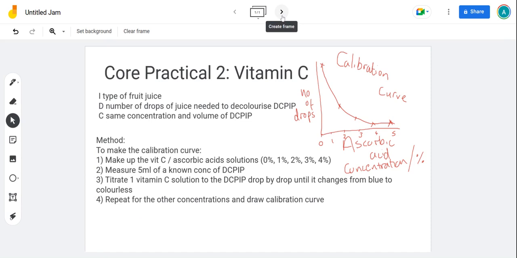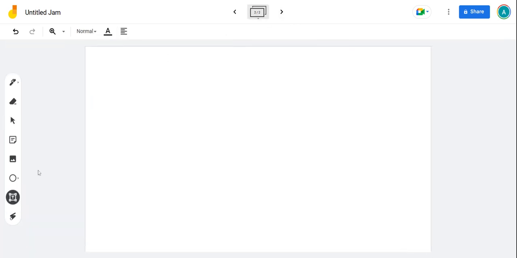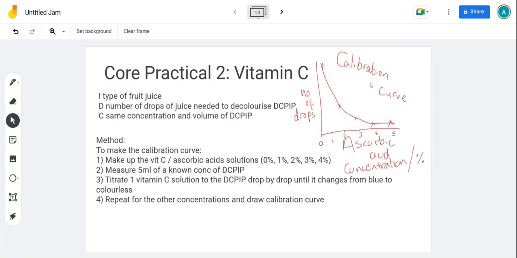And you've got another part to the method. So you now need to test your fruit juices to see how much ascorbic acid or vitamin C they've got in. So what you're going to do is see how many drops do I need for apple juice? How many drops do I need for orange juice? How many drops do I need for pineapple juice?